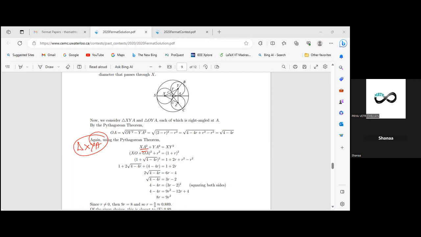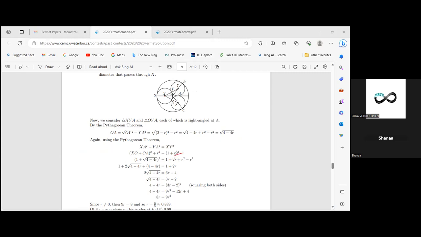So XA square can be written as (XO plus OA) square, and YA square can be written as YA square itself. XY square can be written as (XT plus T1) square, right? So XO plus OA: we know the value of XO, which is already given in the question as 1. The OA value we just figured out, you can substitute over here. And YA square is R. And XY square, again this one, is 1 plus R.